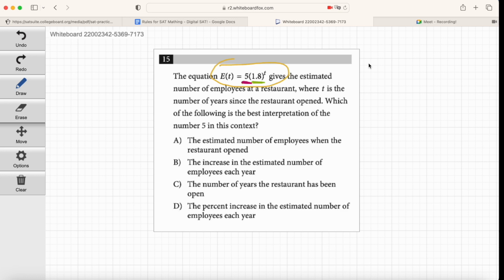I mean, what's the answer here? A. It's got to be A. It's the original value, the estimated number of employees when the restaurant opened. Now, we can confirm that here by plugging in some values. I want to show you how that's going to work.